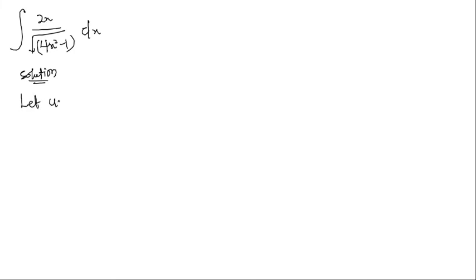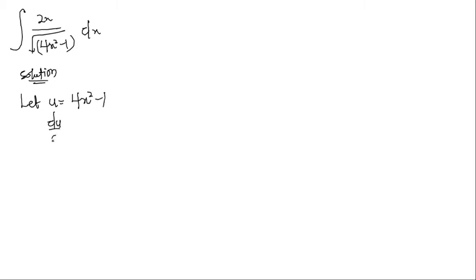Alright, so example number 3, we have to integrate the function 2x on the root of 4x squared minus 1 dx. Looking at this question, we know we cannot integrate directly, so we need to use what? The method of substitution. So as usual, we say let u be the function we have at the denominator over here, that is 4x squared minus 1.